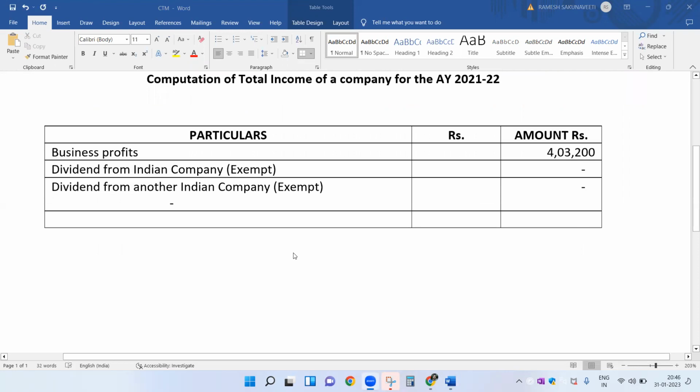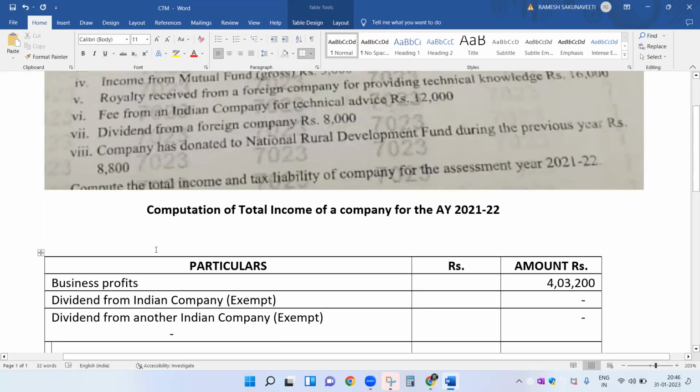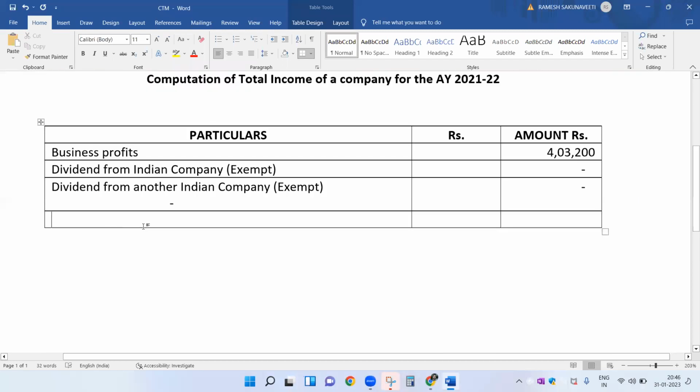Okay. Next one. Income from mutual fund. See, whatever income that is there from mutual fund, that is also exempt in India. Please remember. Income from mutual fund. Here also you put dash. That is also tax exempt.